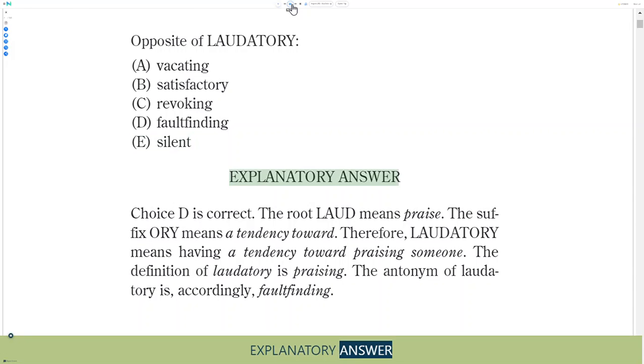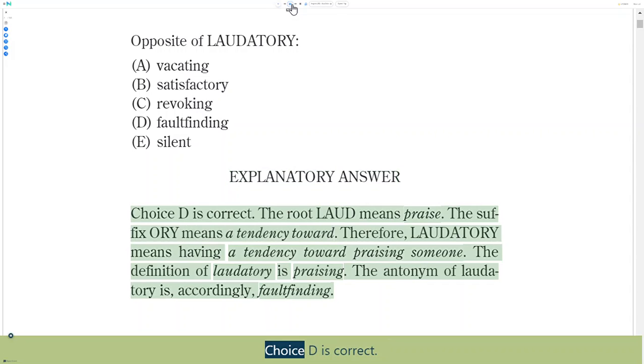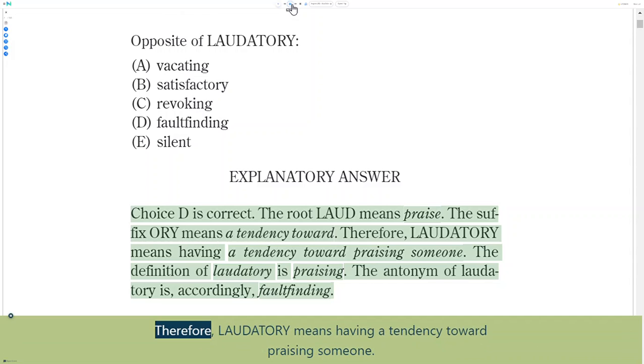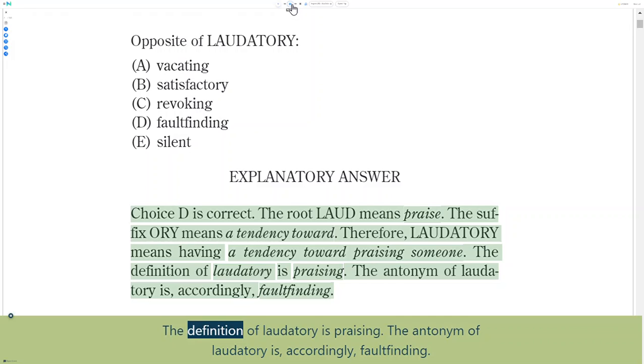Explanatory answer. Choice D is correct. The root laud means praise. The suffix ory means a tendency toward. Therefore, laudatory means having a tendency toward praising someone. The definition of laudatory is praising. The antonym of laudatory is, accordingly, fault-finding.